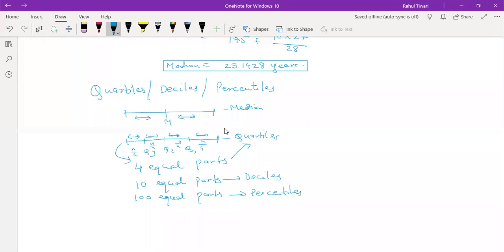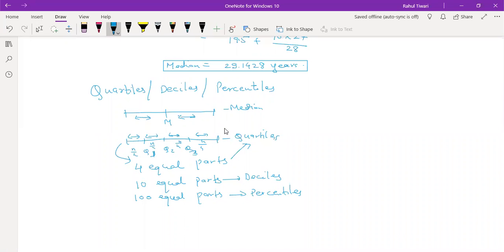If I'm saying median, 50% is here, 50% is here. Correct? But again, if I'm dividing here, there is some value, then I will say this is Q1, this is Q2, this is Q3. If this one is my first quartile, that means below this I have 25% of data and above this I have 75% of data. This is the meaning of quartile.